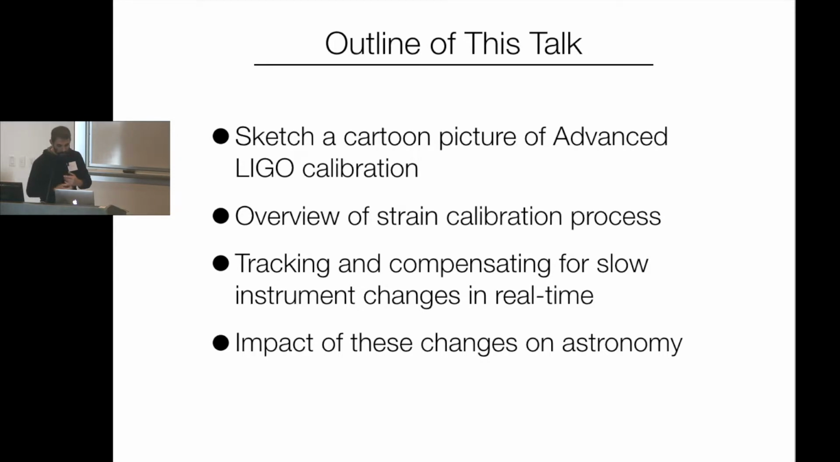We're going to talk about how we actually track and compensate for these very, very slow changes in the actual state of the interferometer. Things like changes from lock to lock, like the fact that we don't actually lock on the same point on the mirrors at every single lock. Things like that can lead to changes in the interferometer that we can actually know about.